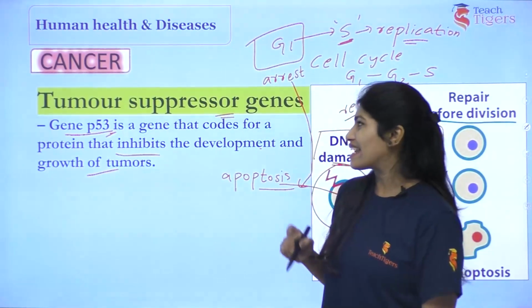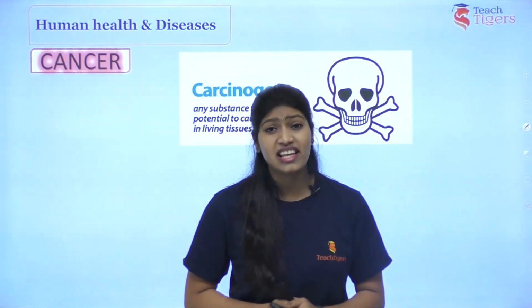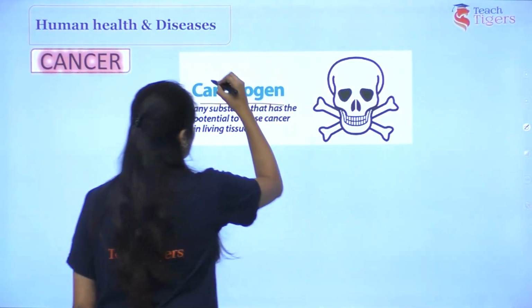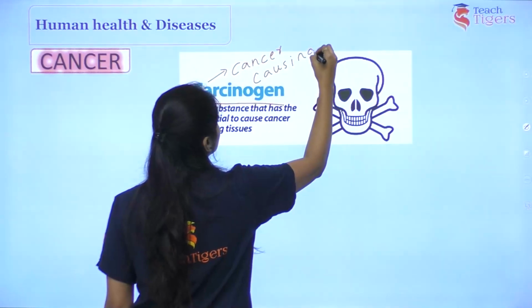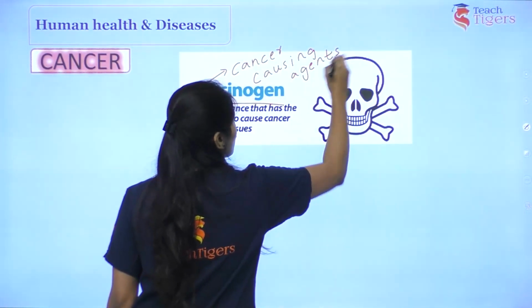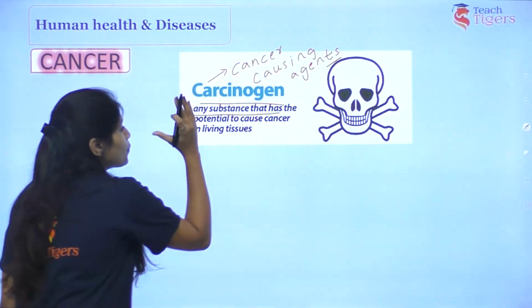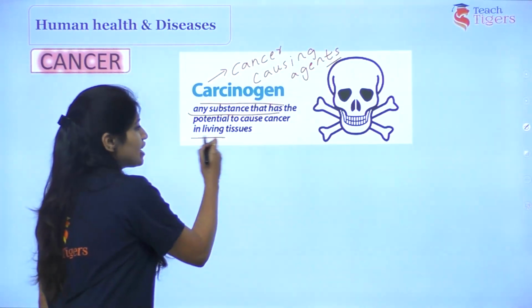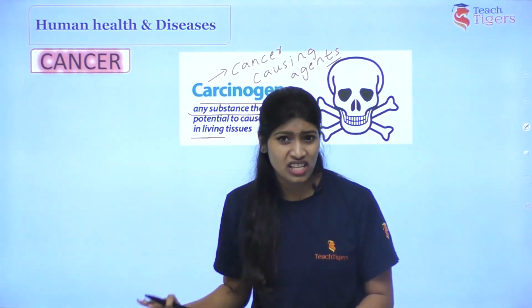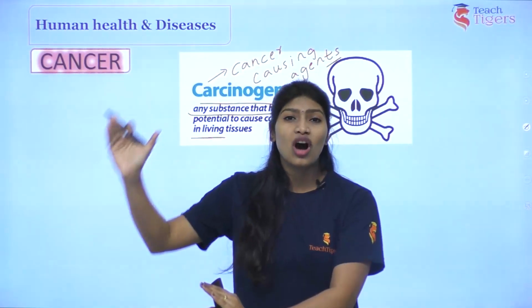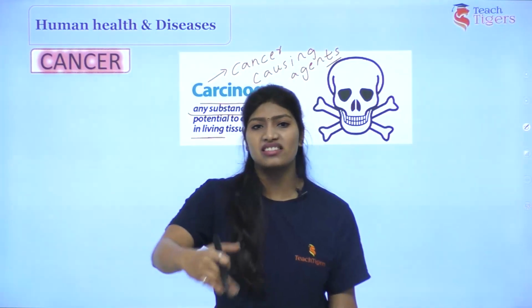Understood here? So next, let's see what are the agents that cause cancer. The agents that cause cancers are called carcinogens, the cancer causing agents. Let's see the definition of it: any substance that has the potential to cause cancer in living tissue. In living tissue, any cells, any agent, any substance that has the potential to cause cancer is called a carcinogen. So let us see what types of carcinogens we have.